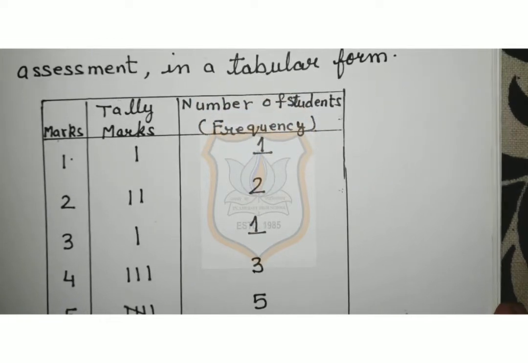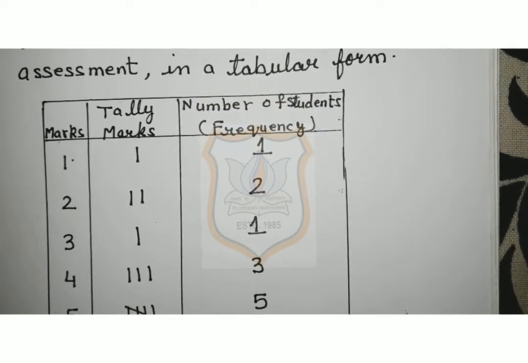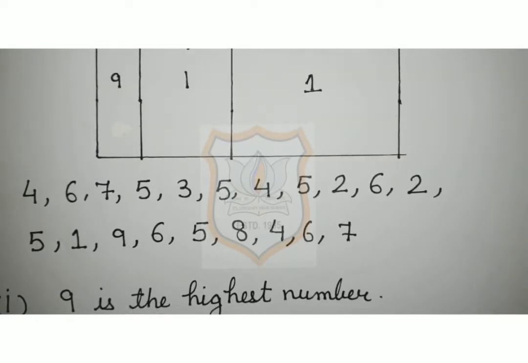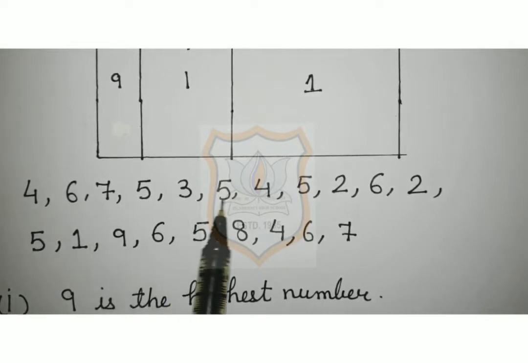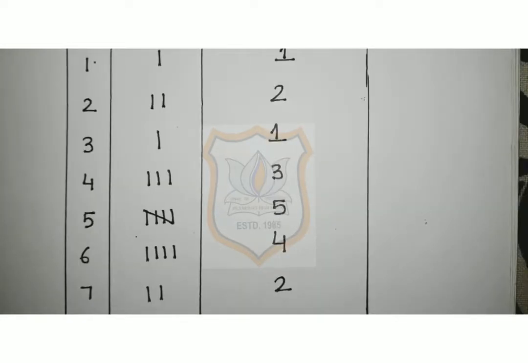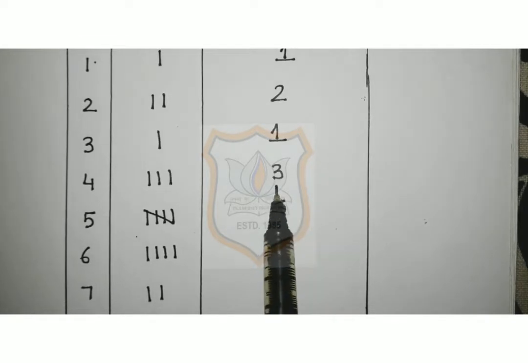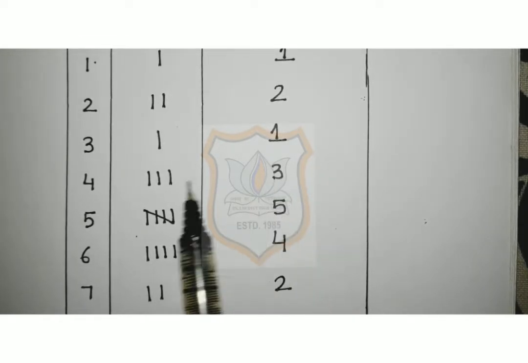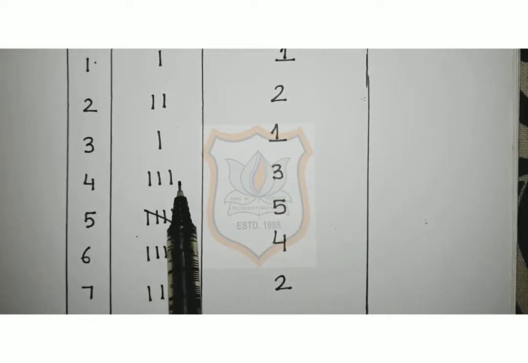Now comes 4. Again look at the following marks in a class assignment. So 4 marks, how many times? 1 time, 2 times, and then 3 times. So we will represent 4 as frequency of 4 is 3. So tally marks are 3 single lines.